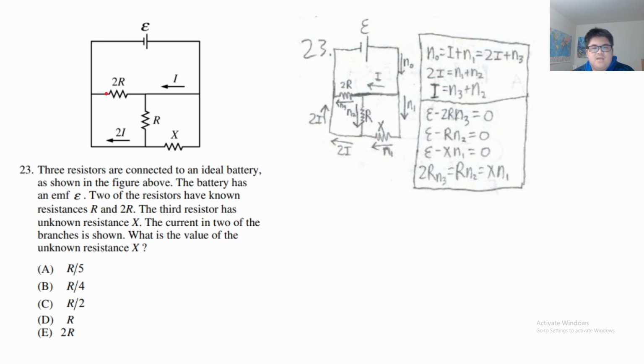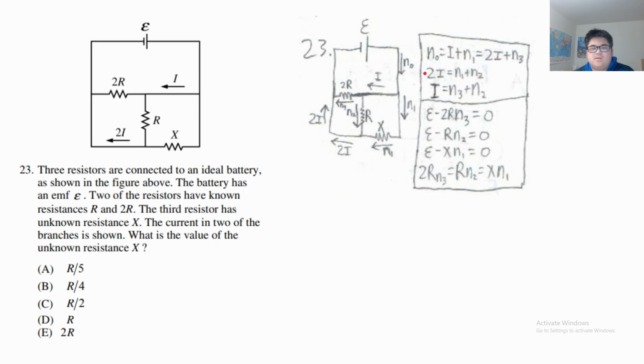Now, according to the junction rule, N0 has to be equal to I plus N1, because the current flowing into the junction must equal the current flowing out of it. And the current N0 also has to be equal to the current flowing here, which is N3 plus 2I. That's the current here.